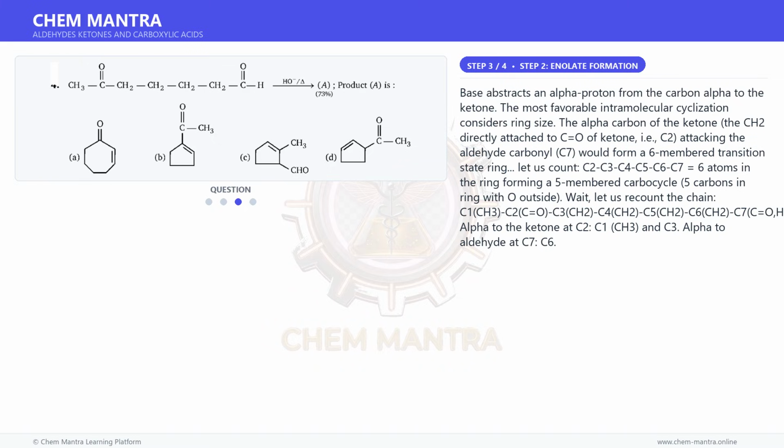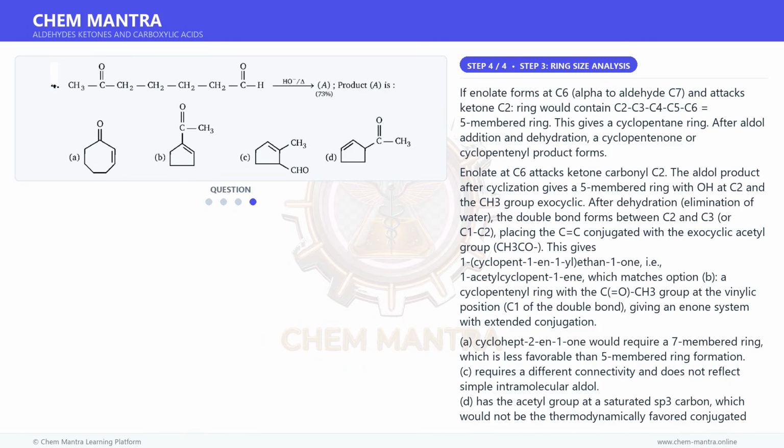Let us count. C2, C3, C4, C5, C6, C7 is equal to 6 atoms in the ring, forming a 5-membered carbocycle, 5 carbons in ring with O outside. Wait, let us recount the chain. C1, CH3, C2, C=O, C3, CH2, C4, CH2, C5, CH2, C6, CH2, C7, C=O, H. Alpha to the ketone at C2: C1, CH3, and C3. Alpha to aldehyde at C7: C6.